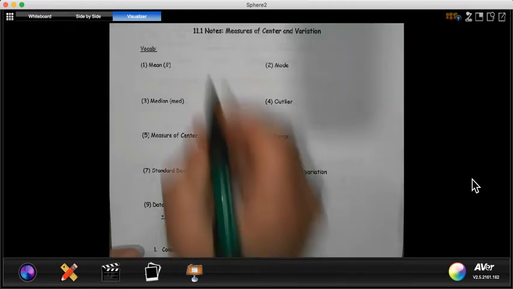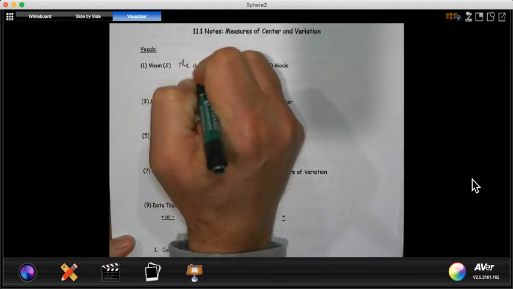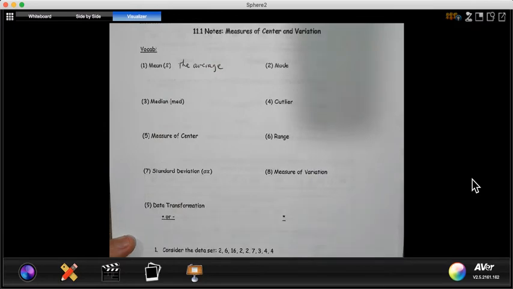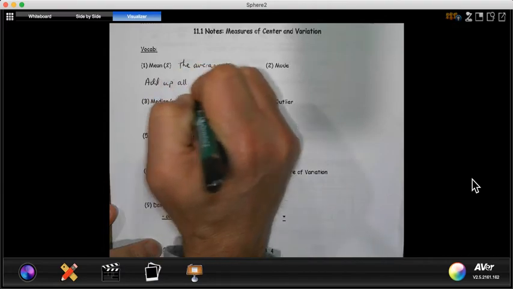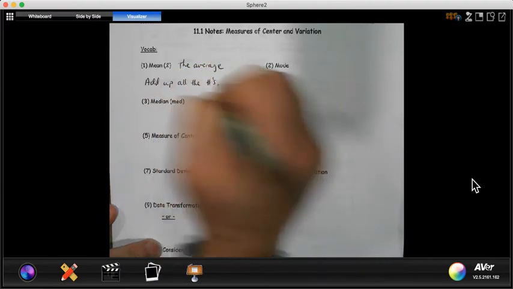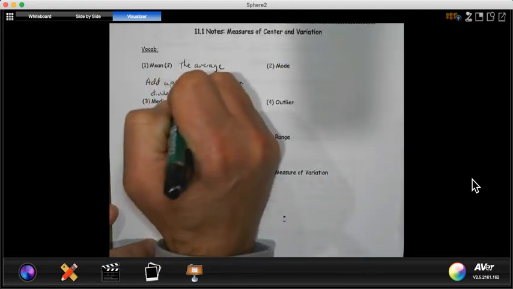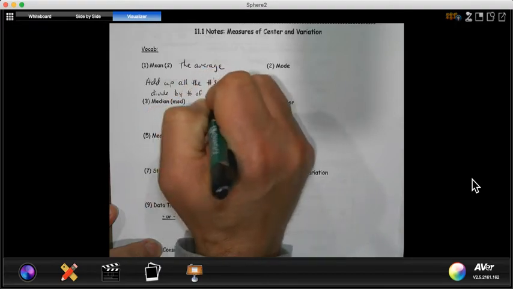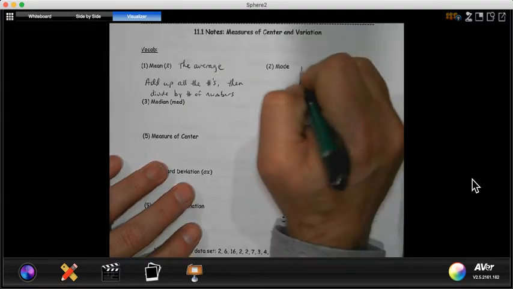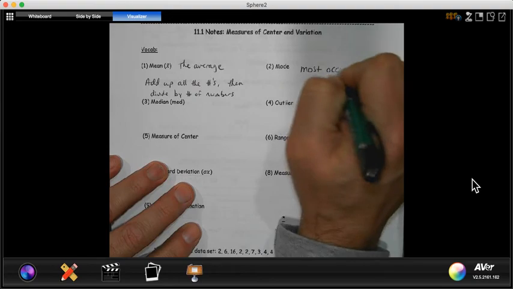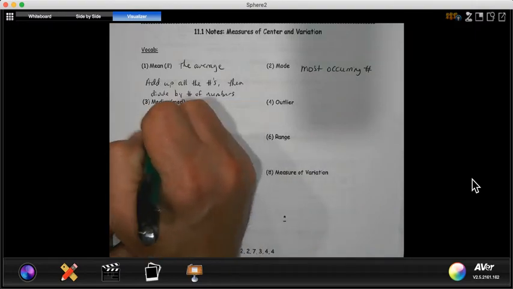All right, the mean, x bar, is the average. How do you calculate the mean? You add up all the numbers, then divide by the number of numbers. The mode is the most occurring number. The median is the middle number.